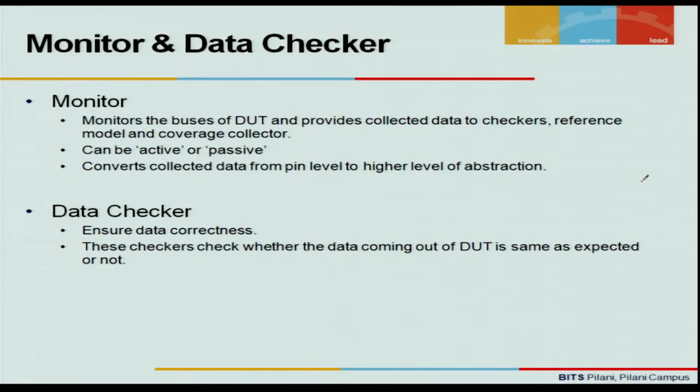I mean, based on the input, we may need to wait for some time, or do some other things. Otherwise we mostly put this kind of data checker into the scoreboard itself, because in the scoreboard we maintain the queues for input and output. As soon as output comes and the input is already there, we pass that input to our reference model, get the output from there, and compare the output of the DUT and the reference model. That's how we do data checks.